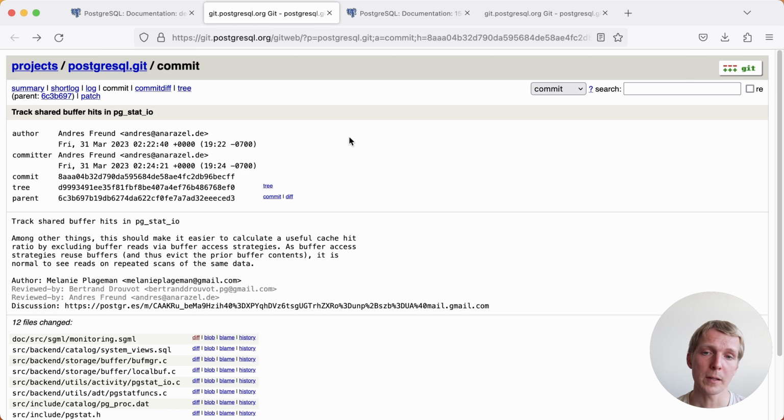The way it enables this is by letting you count the hits on database level whilst filtering out reads that are done by buffer access strategies. The motivation here is that oftentimes people recommend looking at shared cache hit ratio as a way of saying, is your Postgres database still reading from memory most of the time? Are things in cache most of the time? Or do you need to, for example, have more hardware or optimize your database?